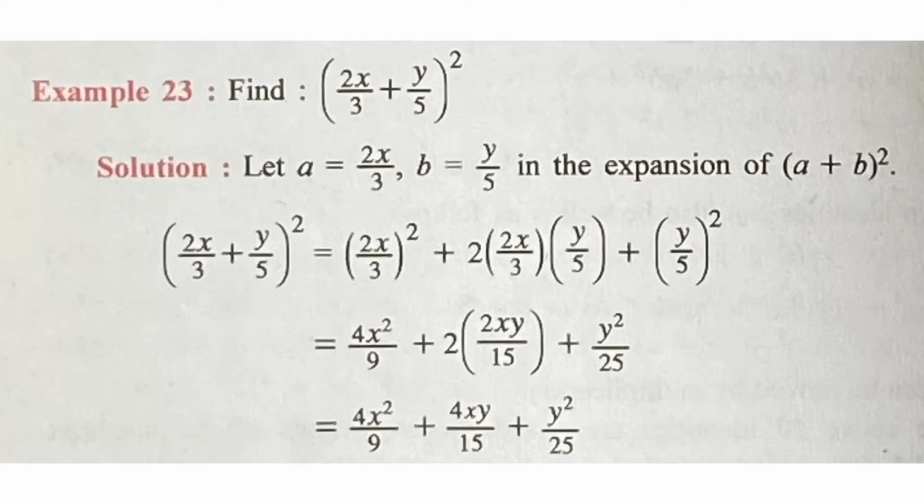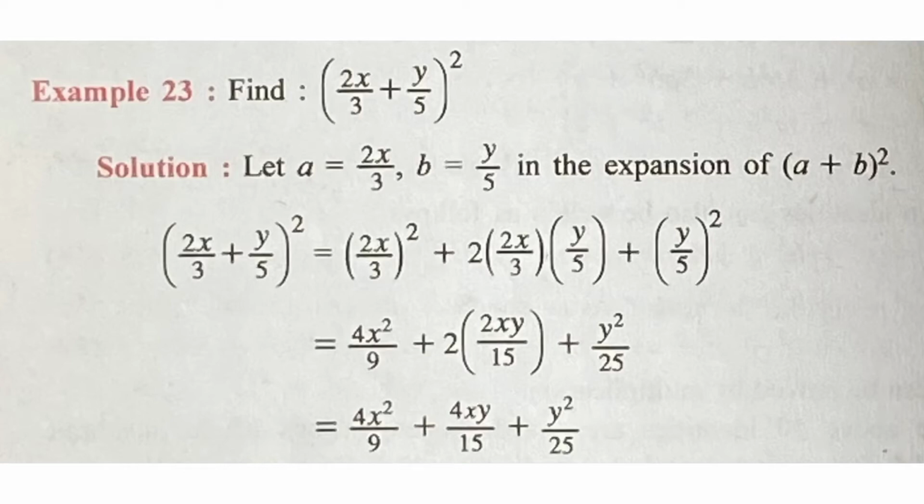Find (2x/3 + y/5) whole square. So it is of the form (a + b) whole square, that is equal to a square plus 2ab plus b square. Here our a is 2x/3 and b is y/5. So putting values of a and b in the identity, we get (2x/3 + y/5) whole square is equal to (2x/3) whole square plus 2 into 2x/3 into y/5 plus (y/5) whole square.